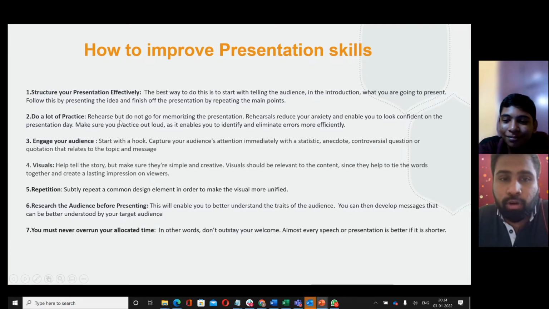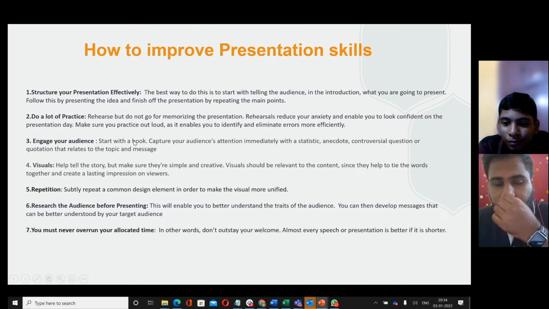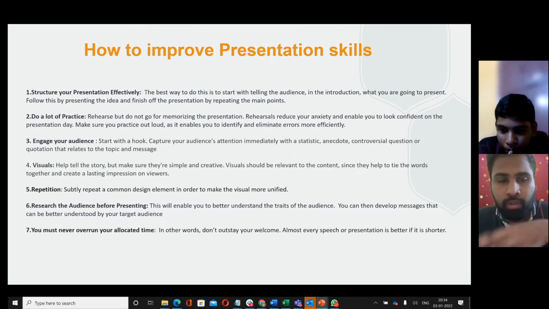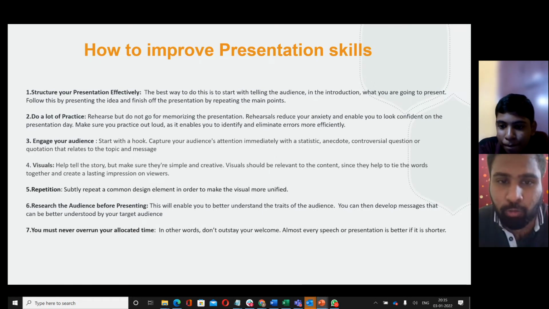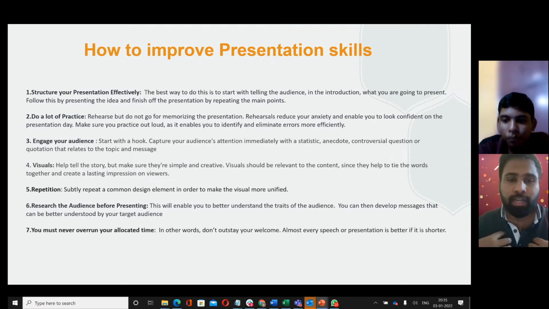So rehearse, but do not go for memorizing the presentation. Like I said, rehearsals reduce your anxiety and enable you to look confident on the presentation day. That means practice, practice, practice. And how to practice? Practice out loud. Before starting this session, I took 5-10 minutes just to practice. Even for me this topic is not that new. I know a few points, but I also need to sound convincing. I need to sound like if I tell you something, you have to understand. Otherwise, what is the point?